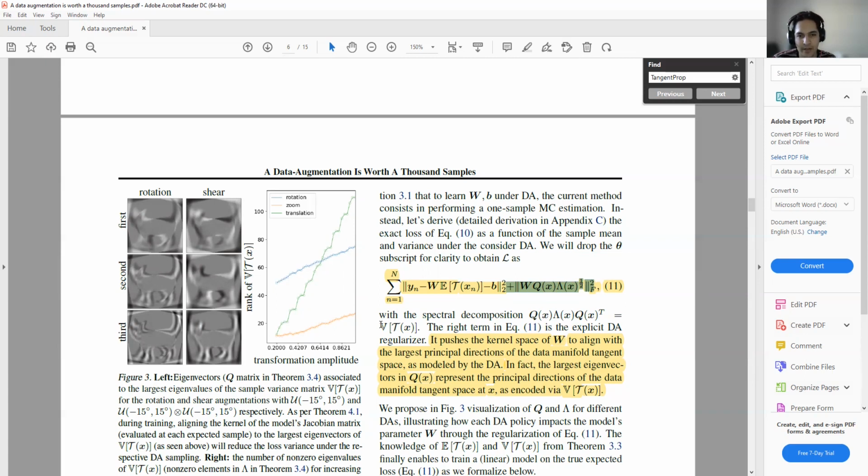So they said that we have a variance of the augmented data, and we can decompose it because this is a symmetric matrix. If you use SVD, we will get U and V the same. And if we take the Cholesky or square root of that, we will reach this formulation. Basically, it pushes the kernel space of W to align with the largest principal direction of the data manifold tangent space as modeled by the data augmentation.